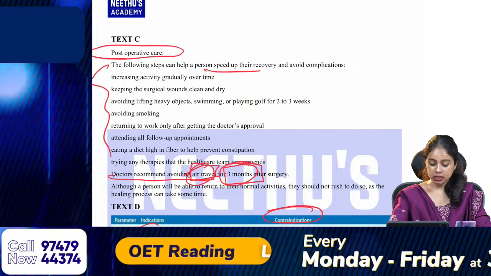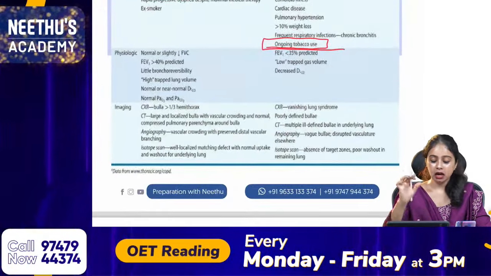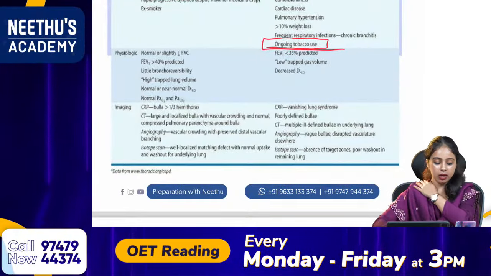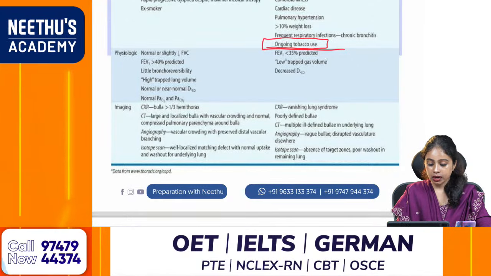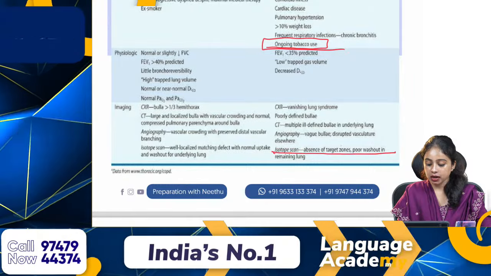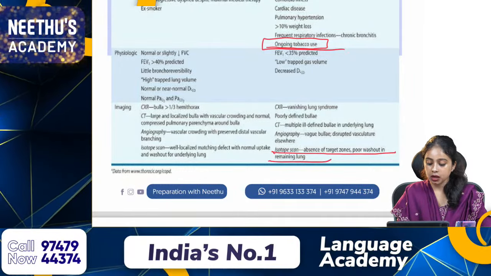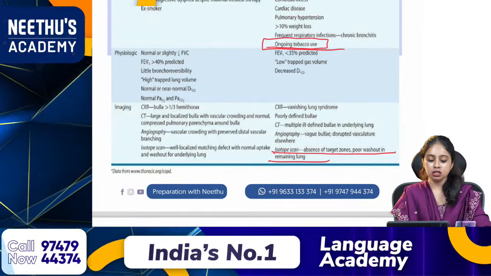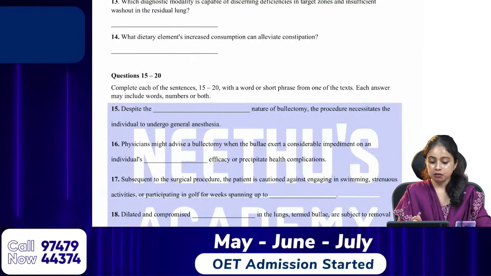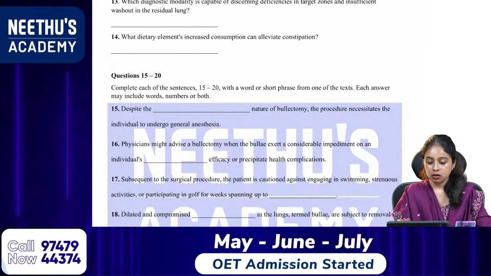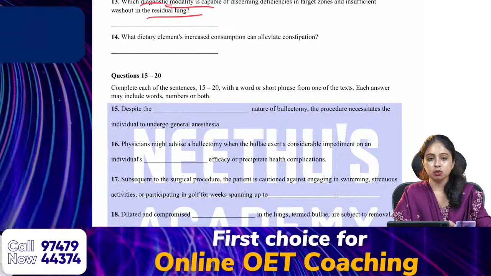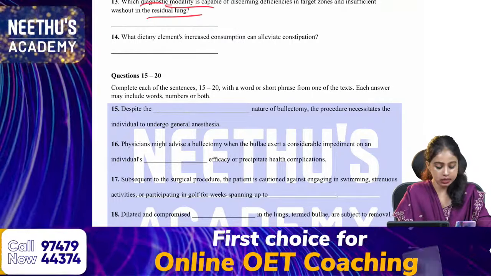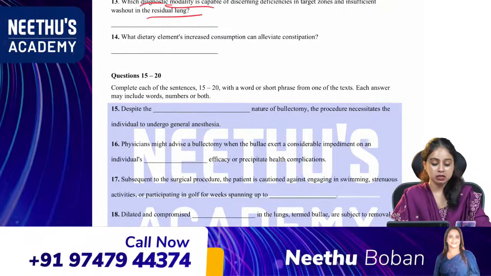Christina, okay. So the answer is from text D. As you can see from text D, isotope scan: absence of target zones, poor washout in remaining lung. Remaining, that is called residual, from the question. So residual lung, diagnostic modality. So the answer is isotope scan.